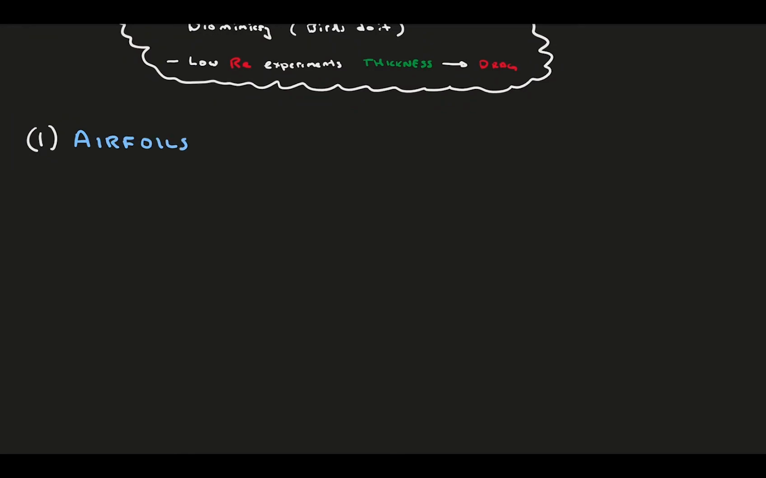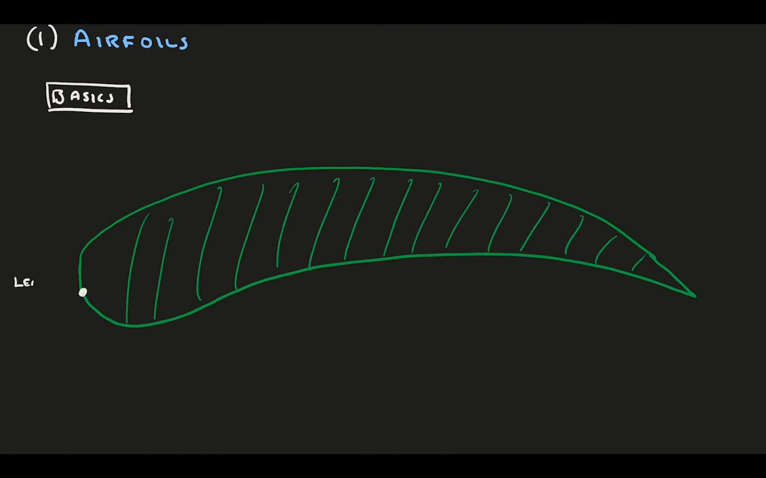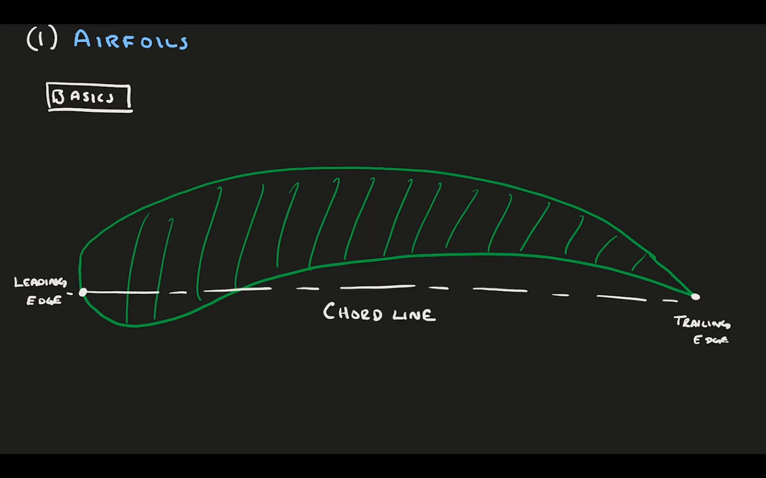Here, let's draw a big airfoil. The foremost tip of the airfoil is the leading edge, and the back end is the trailing edge. The chord line is the line that connects the leading edge and the trailing edge. Notice the chord line can leave the foil if it's bent enough.